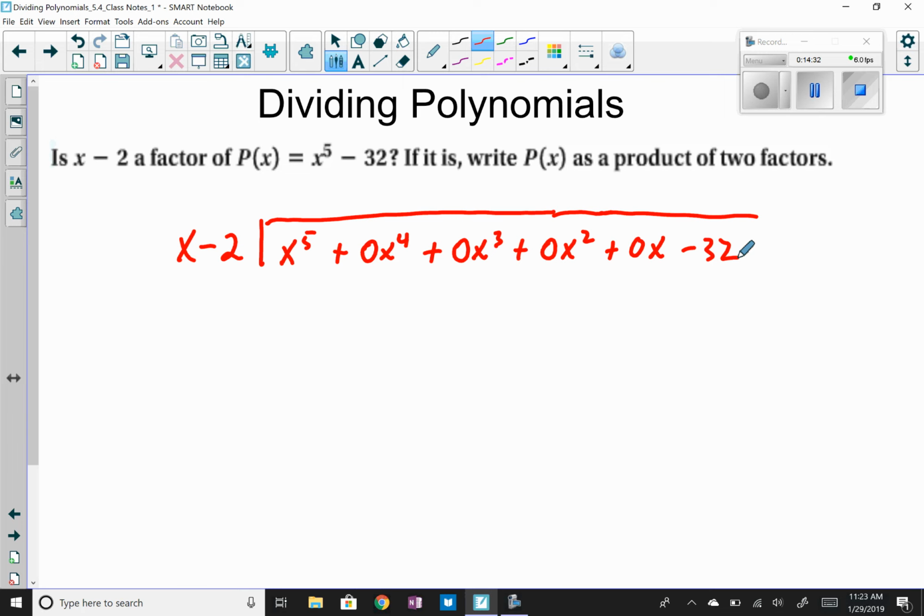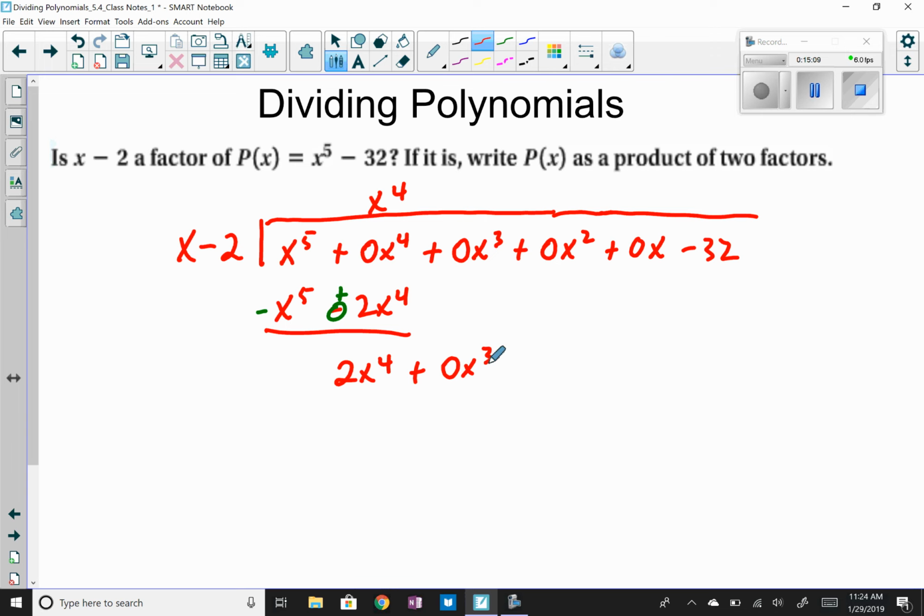So we have to figure out what we're going to multiply to x to get x to the fifth. So that will be an x to the fourth. So I'll put that here in the fourths column. Distribute the x to the fourth to the x minus 2. I get x to the fifth minus 2x to the fourth. Okay, ready to take a remainder. So we're going to change the signs. So our remainder here will be 2x to the fourth. Bring down the next column, 0x cubed.